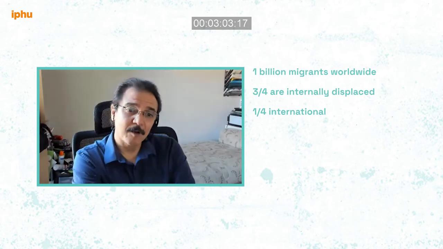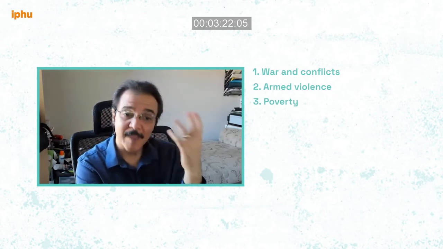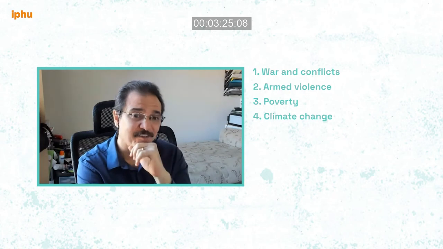So what are the causes? What are the determinants of migration? People migrate for different reasons. One of the most important reasons is war, conflict, and political instability. This is one big category, followed by armed violence within the country, followed by poverty, income inequality, and recently, climate change, which is a very important determinant that is going to contribute more to the number of migrants all over the world.